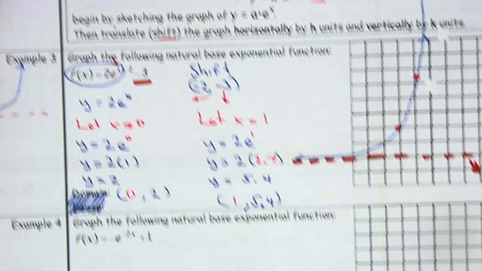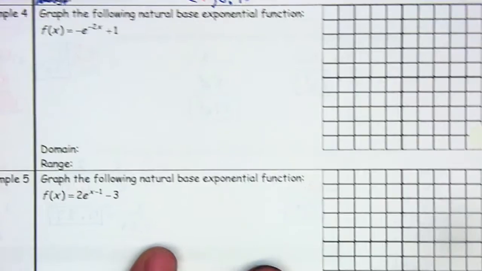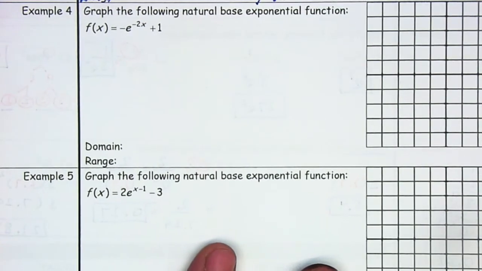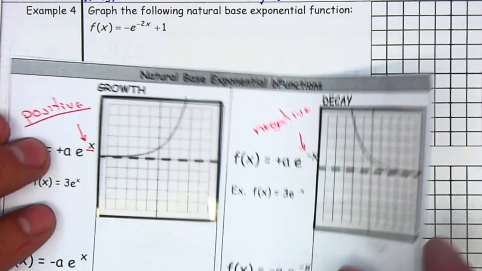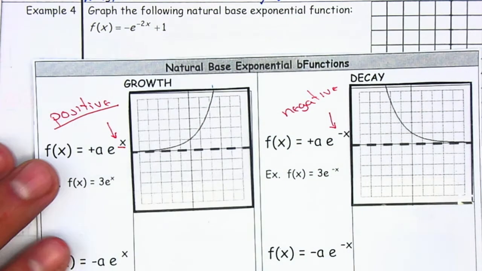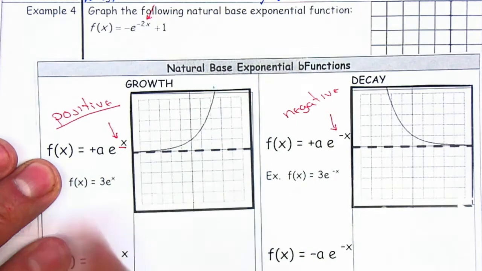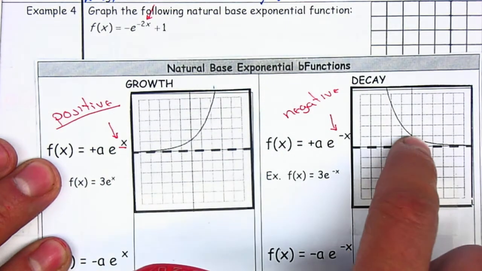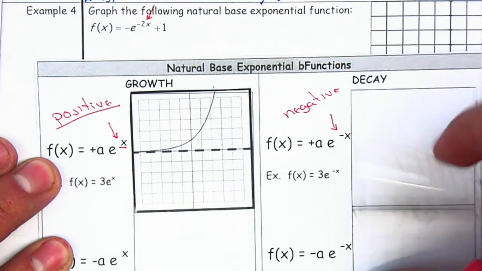Let's continue with example number 4. First, we need to decide if this is an exponential growth or an exponential decay. To find out, I look at the exponent. This exponent is negative. That means that it's going to be an exponential decay. But because the negative is on the front, the graph will be flipped.